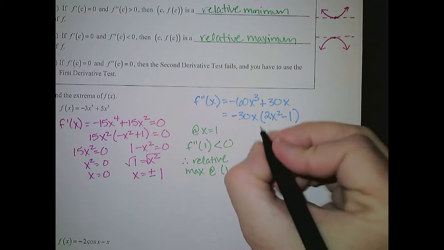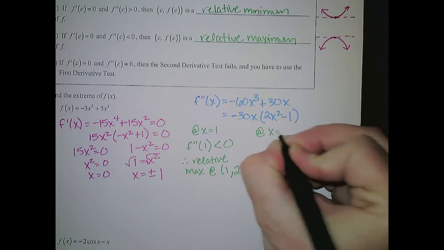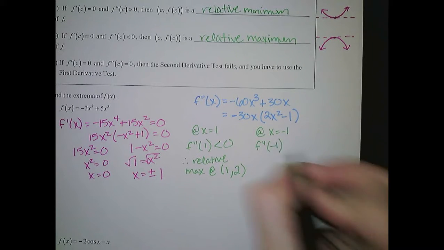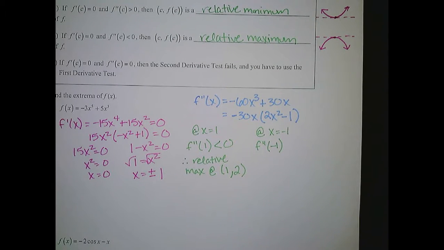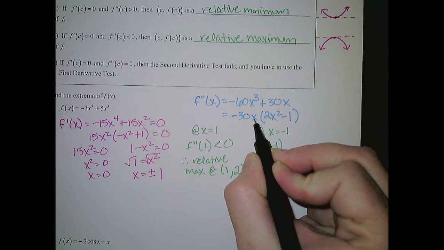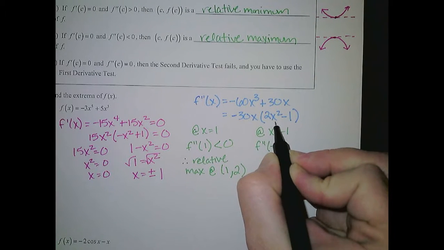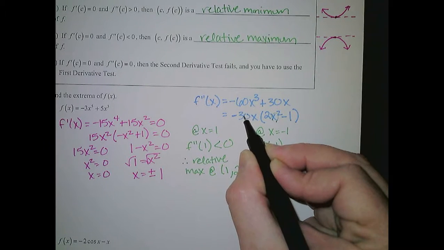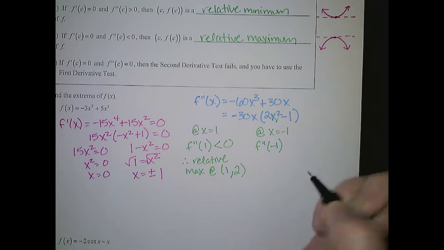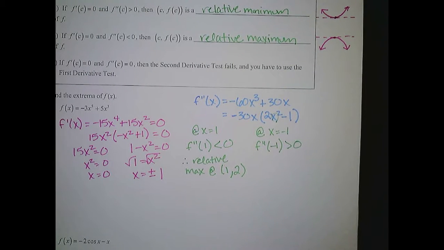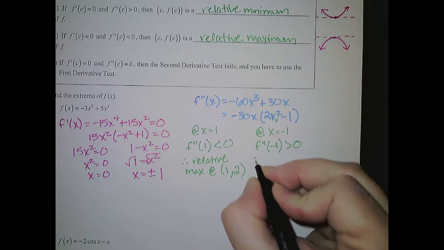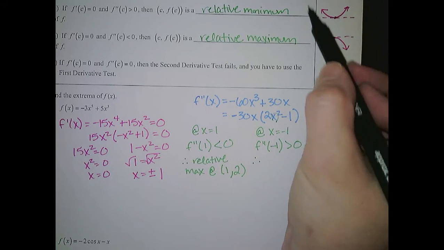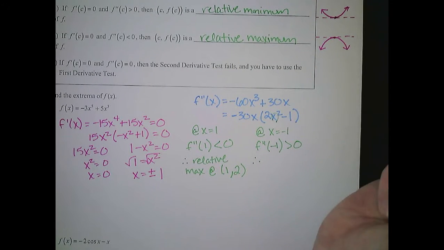Now we're going to repeat that process with negative 1. Again, I don't necessarily have to know the exact value of the second derivative at negative 1. I just need to know if it's positive or negative or 0. So if I put in negative 1, then I'm going to have negative 30 times negative 1 is a positive. When I square my negative 1, that's going to make this term positive. So now I have a positive value times another positive value is going to give me a positive value. So it's greater than 0. So now I have a horizontal tangent line, and I know my graph is concave up. That tells me that I must have a relative minimum at that point.